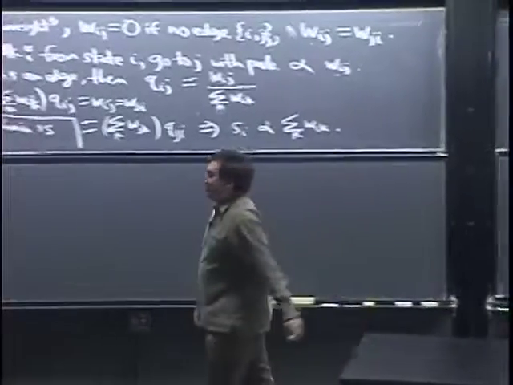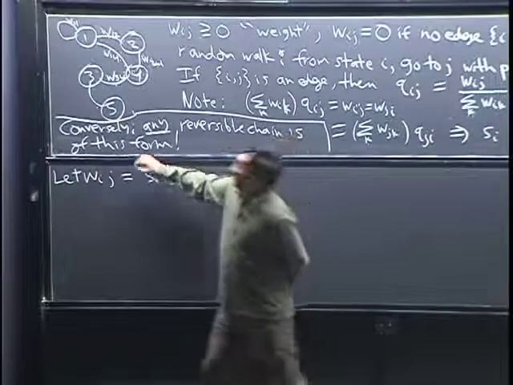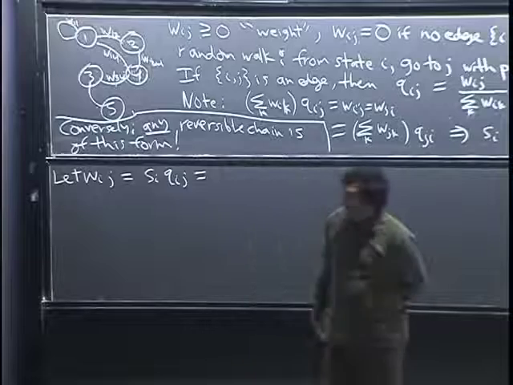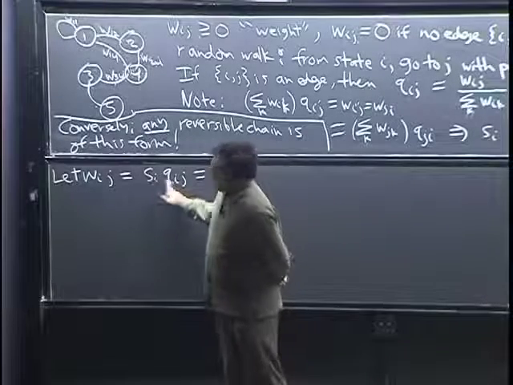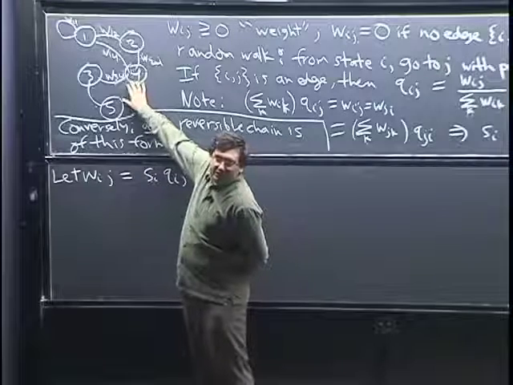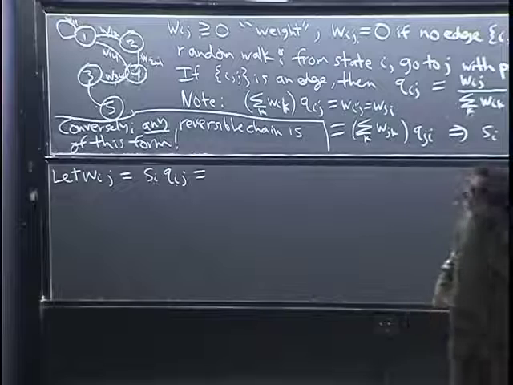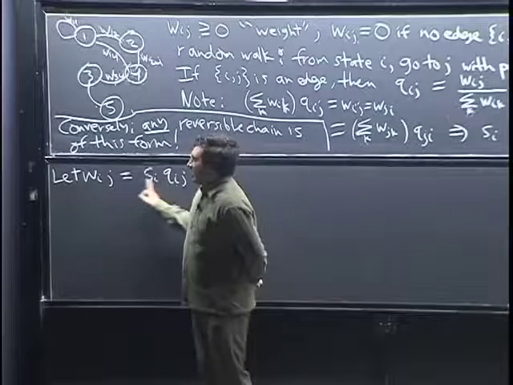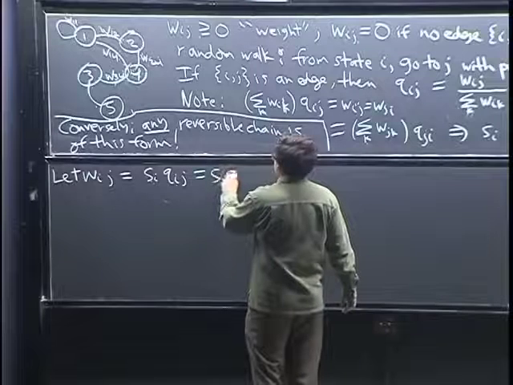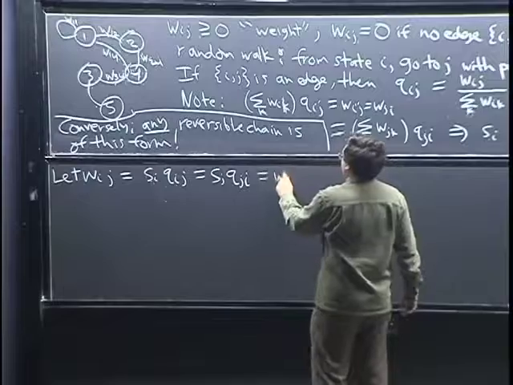Right now I'm assuming it's reversible, and I want to show that the Markov chain can be viewed in this way. So I'm assuming we already have the S and the Q, and I want to define the weights such that the Markov chain just is this particular random walk. If we define the weight ij to be Si Qij, since it's reversible, that's the same thing as Sj Qji. So that will be our Wji.